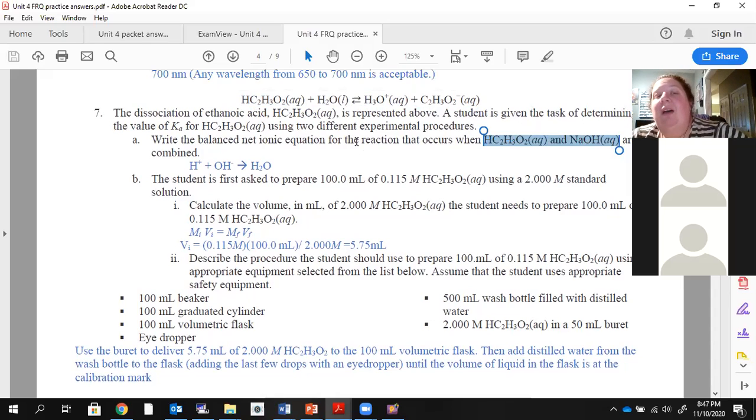I wouldn't worry a ton about this first part. We'll talk a lot more about this one when we talk about acid-base reactions at the very beginning of second semester, because that's what this first thing is about.